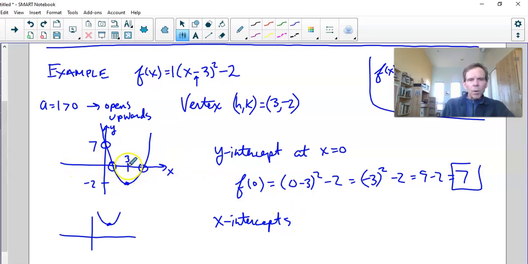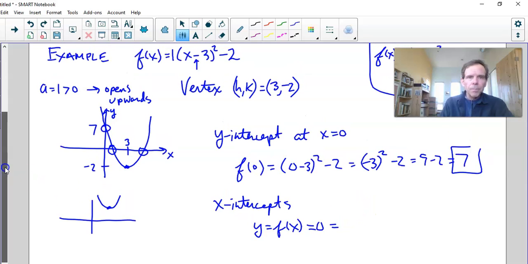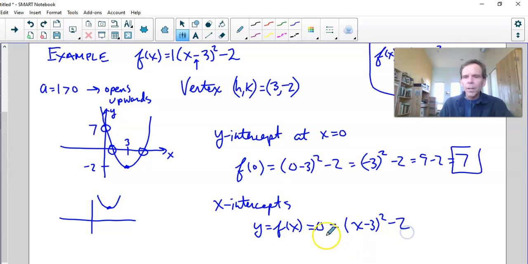These are the points where the graph crosses the x-axis. And the x-axis is y equals 0. Remember, y is f of x. So y equals f of x. That's going to be 0. So we're going to set our right side equal to 0. So we have 0 equals the quantity x minus 3 squared minus 2. If we solve this, we'll determine what those x values are.